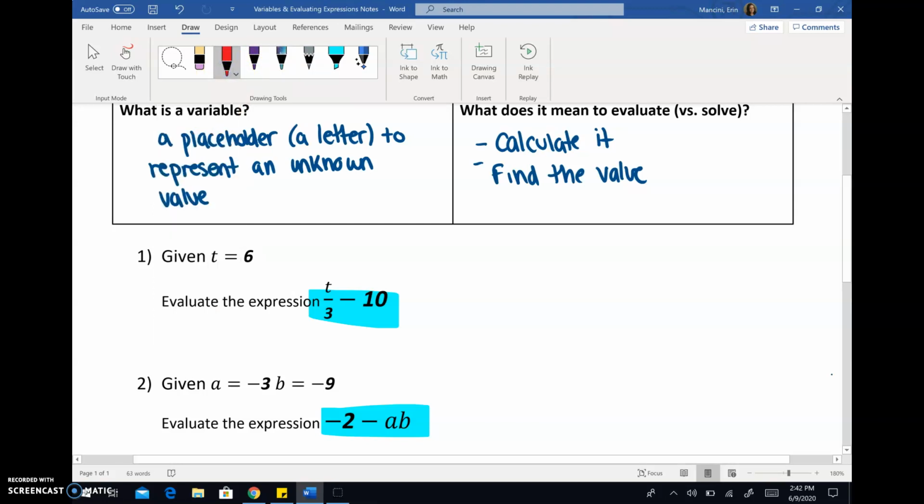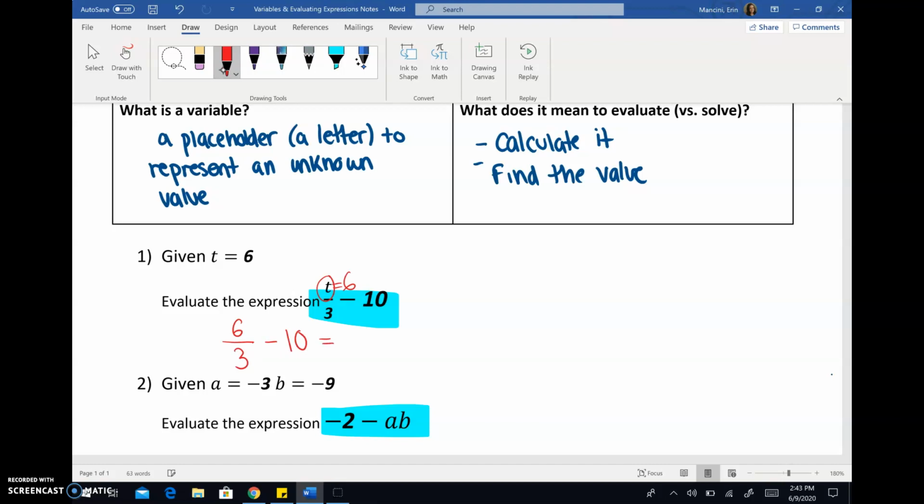And the way we're going to do this is by substitution. So let me explain what that means for this example. So it says given t equals 6, which means, a variable is normally a placeholder for an unknown value. So in this expression, this t is unknown, but I'm telling you what t is so we can evaluate it. Okay, and if t is equal to 6, that means anywhere you see a t, we know that it's equal to 6. So you can substitute 6 in for the t. So this expression would become, instead of t, we replace it or substitute 6 in, over 3 minus 10.